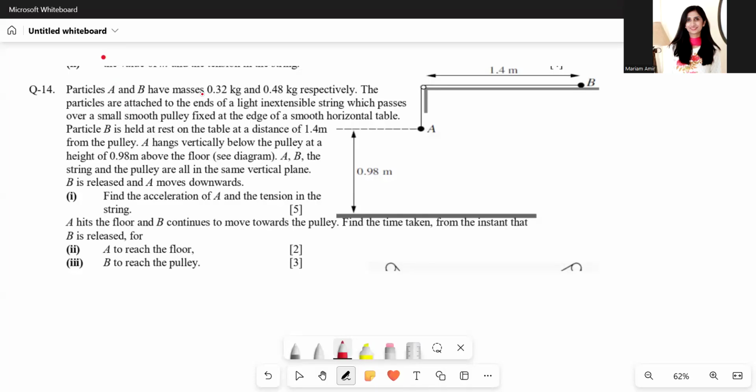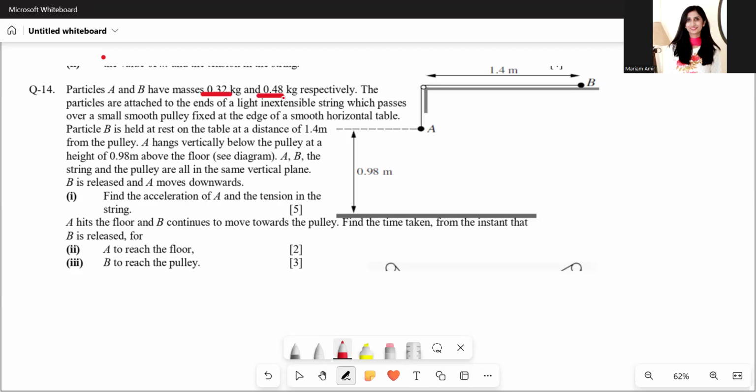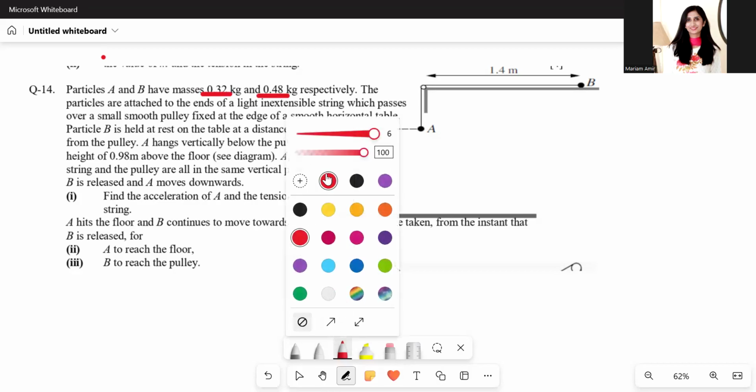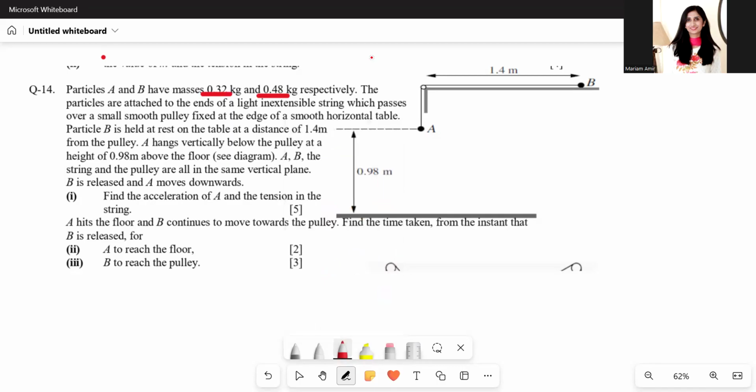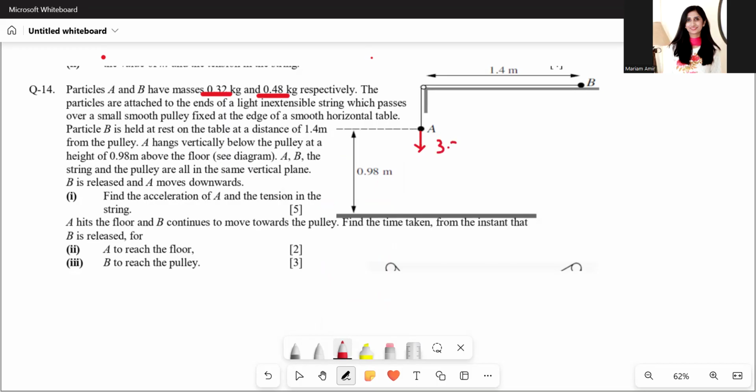Particles A and B have masses 0.32 kg and 0.48 kg respectively. The masses are given, so I'm going to draw the weights on the diagram. For A, the weight is going to be downwards, which is 3.2 newtons from mg. And there's going to be a tension upwards.